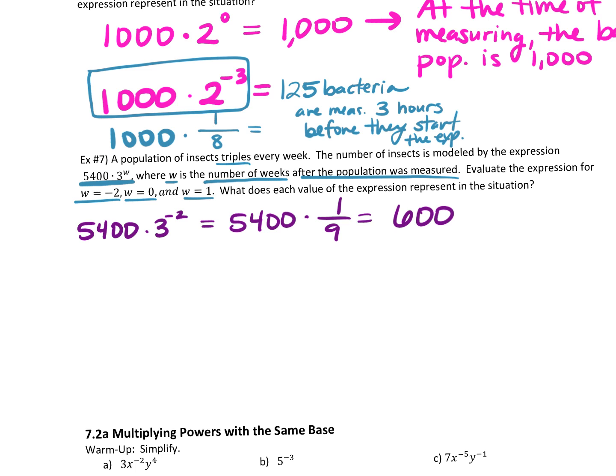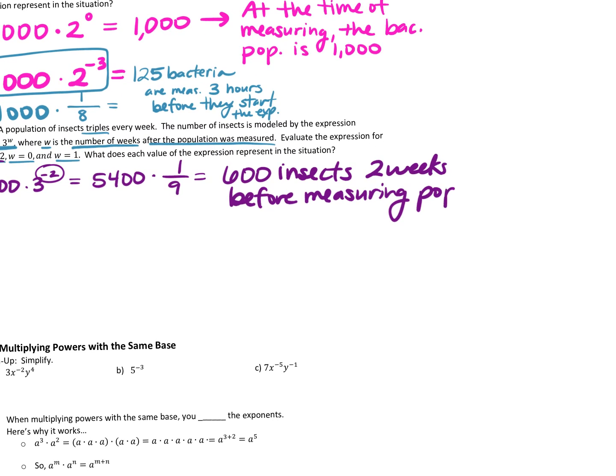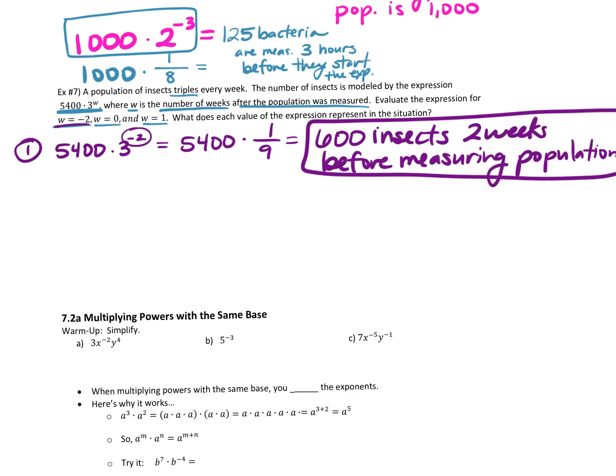It's 3 separate things. They're saying, what would it be if W is negative 2? What would it be if W is 0? And what would it be if W is 1? So you're setting up 3 problems. The first one is when you plugged in a negative 2, there were 600 insects. What does that negative 2 mean? 2 weeks before measuring the population. Okay, so 600 insects that were measured 2 weeks before they measured the initial population.